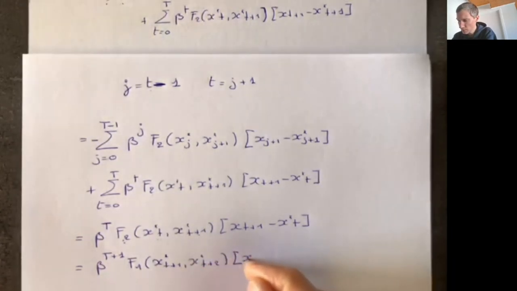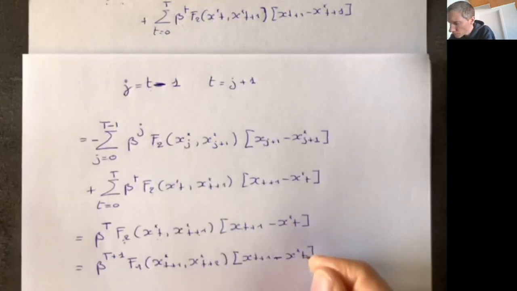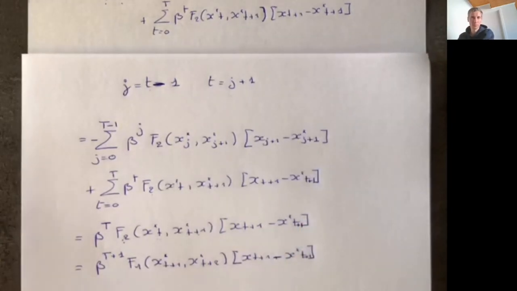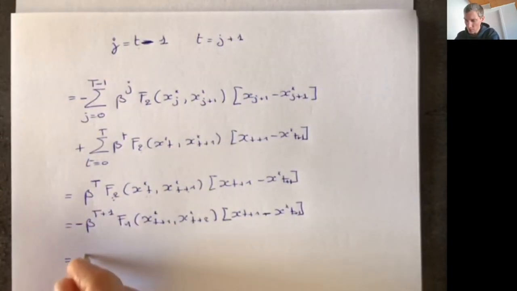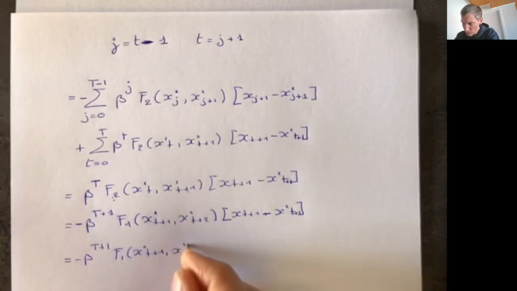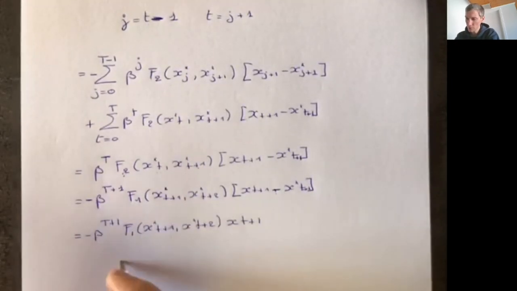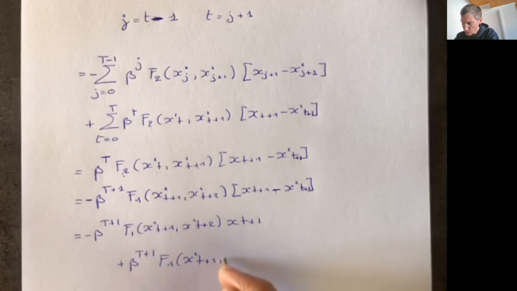And then I have x T plus 1 minus x T plus 1. I forgot the plus 1 here, and a plus 1 here, and with the minus sign. So this is minus beta T plus 1 f1 of x star T plus 1, x star T plus 2 times x T plus 1, and then minus minus, this becomes a plus beta T plus 1 f1 of x T plus 1, x star T plus 2 times x star T plus 1.